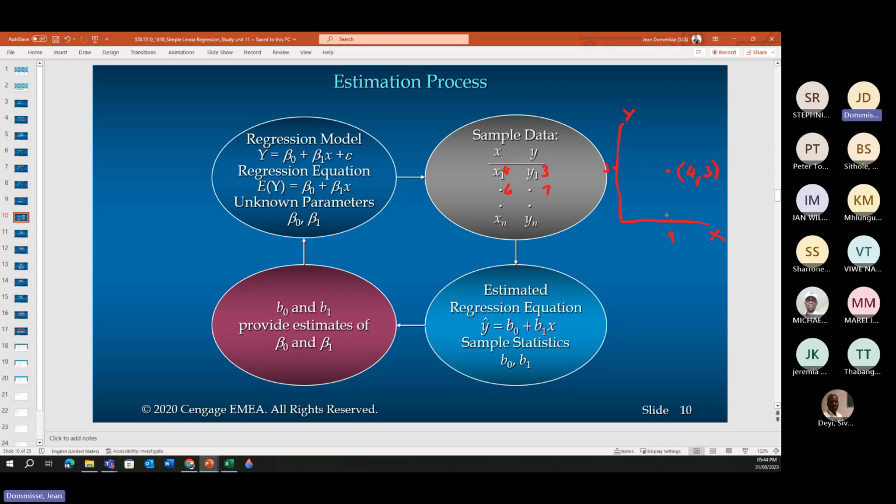Okay, I'll do the same for 6 and 7. So let's say that was 6. Let's say that was 7. Where the two meet, that will be my point 6 and 7. Okay, so X is always first, Y is second.